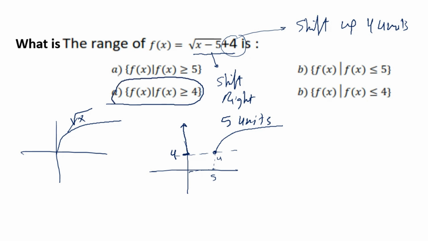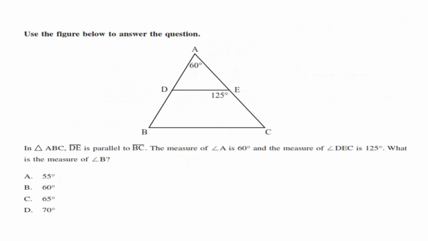This one is A, this one is B, this one's supposed to be C, and that one is D. And this one, DE is parallel to BC, so these two sides are parallel. And the measure of angle A is equal to 60. And the measure of angle DEC, as we can see, is 125. What is the measure of angle B? By the way, the measure of angle B is equal to the measure of angle ADE, because they are corresponding angles. And the measure of angle E is equal to the measure of angle C also for the same reason.